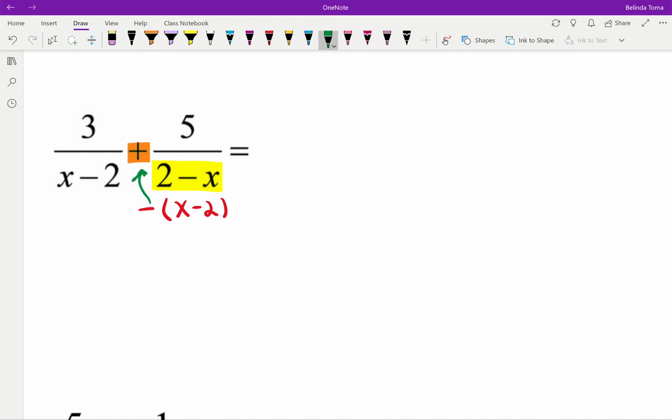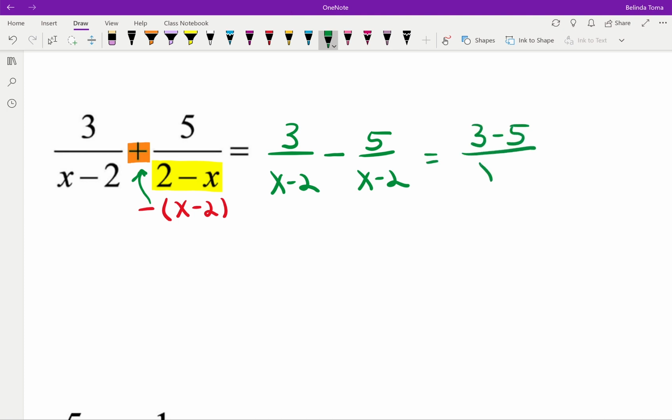So again, make sure you're understanding what I just did. I factored out a negative from the second fraction, took that negative, and now I'm going to change the plus to a minus because I factored out the negative. So I have 3 over x minus 2 minus 5 over x minus 2. That allows me to then say, oh, 3 minus 5 all over the common denominator, and that gives me a negative 2 over the common denominator.